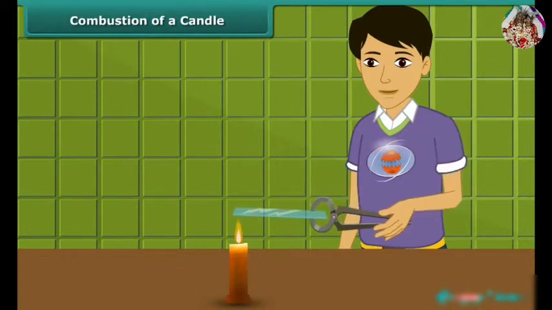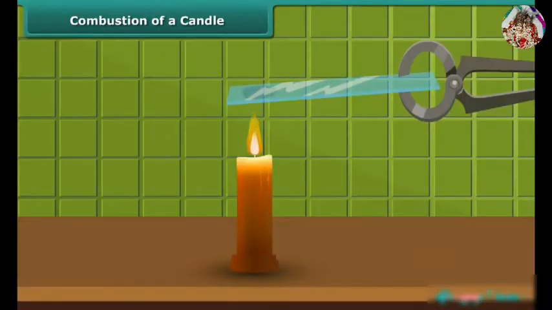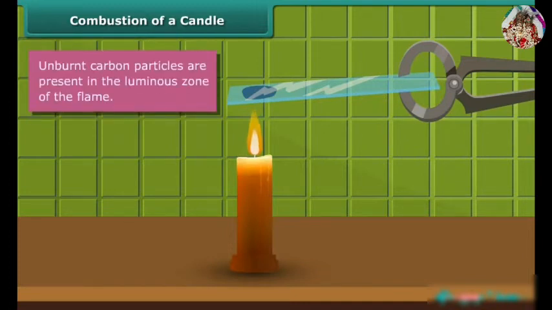He is introducing a glass plate into the luminous zone of the candle flame with the help of pair of tongs. The glass forms circular blackish spots indicating the presence of unburnt carbon particles present in the luminous zone of the flame. Now observe another activity.